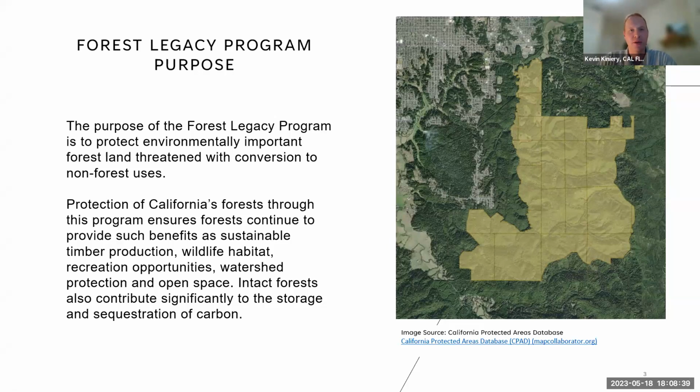So for a visual example, you can take a look at the image to the right. This is a private forest land that was conserved through the California Forest Legacy Program. So the yellow polygon is a forest tract that a conservation easement was placed on. And you can see how there's a developed community just adjacent to this forest land. So there was a potential threat of conversion to a non-forest use, such as a housing subdivision. So by putting a conservation easement on this property, this ensured this forest land remains forest land in perpetuity.